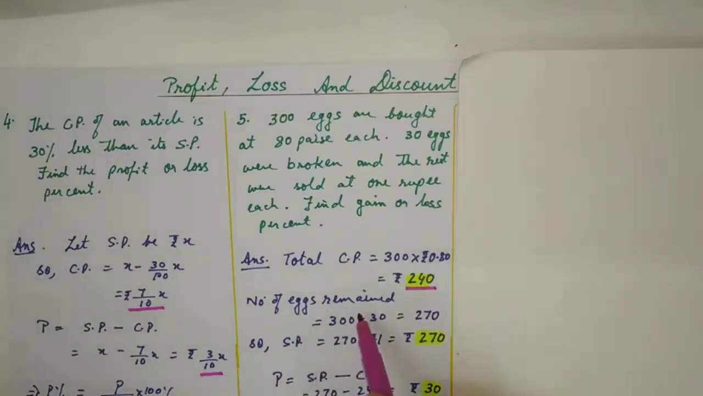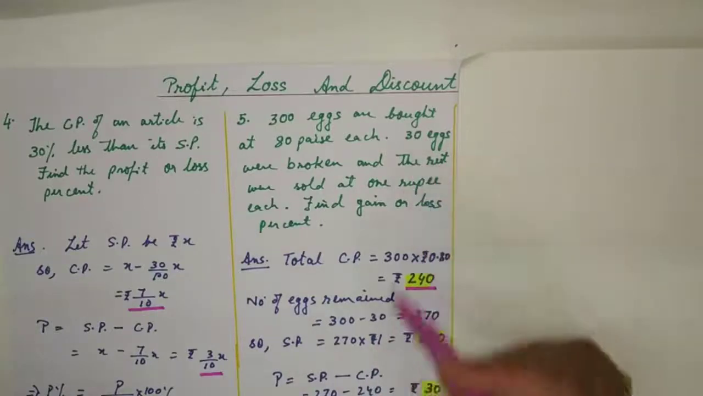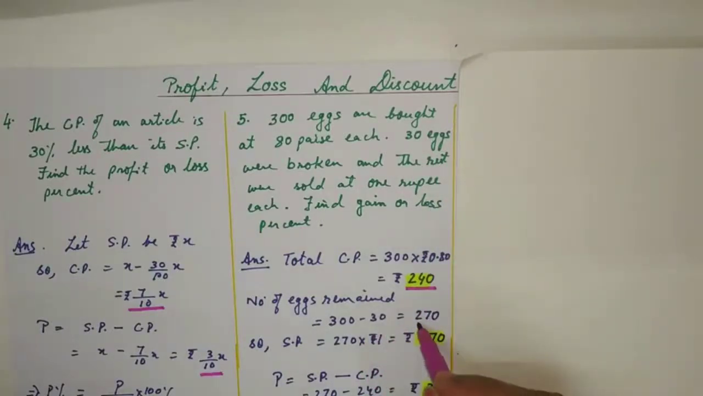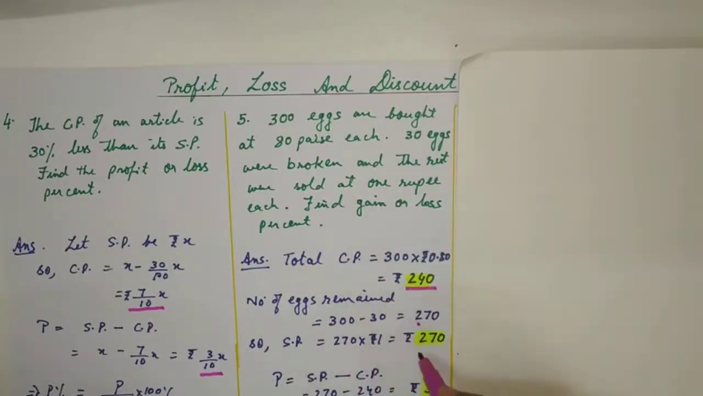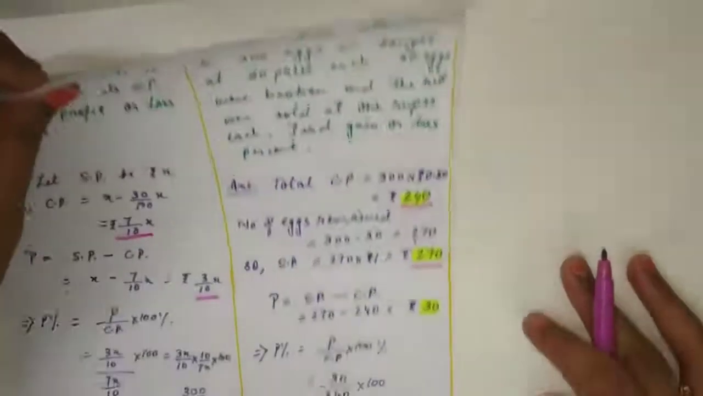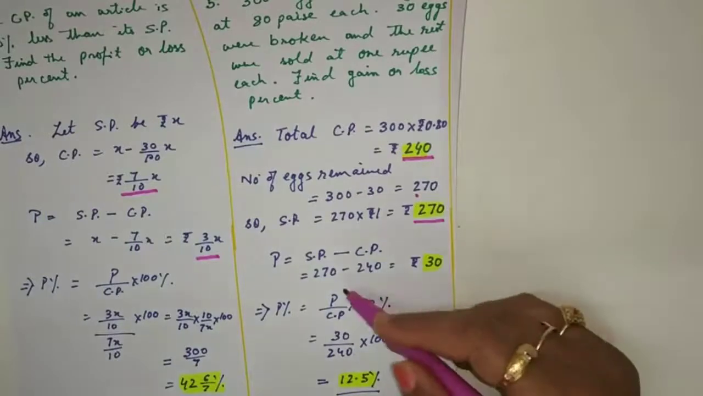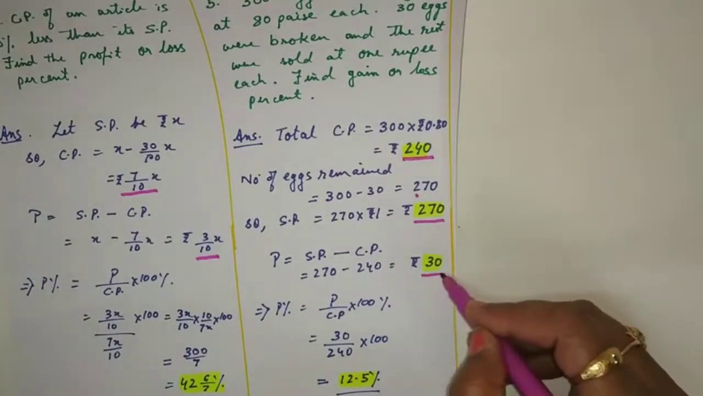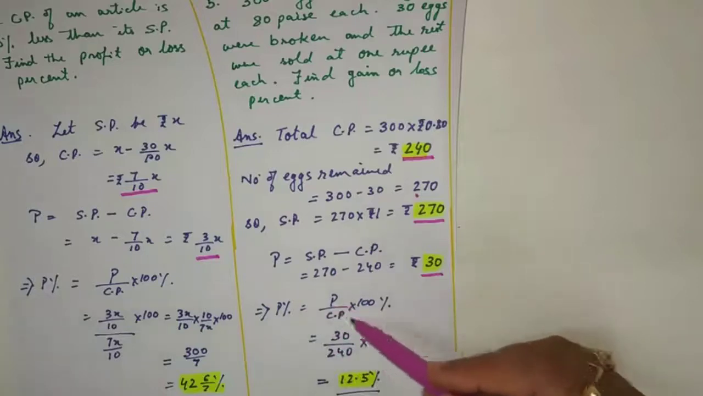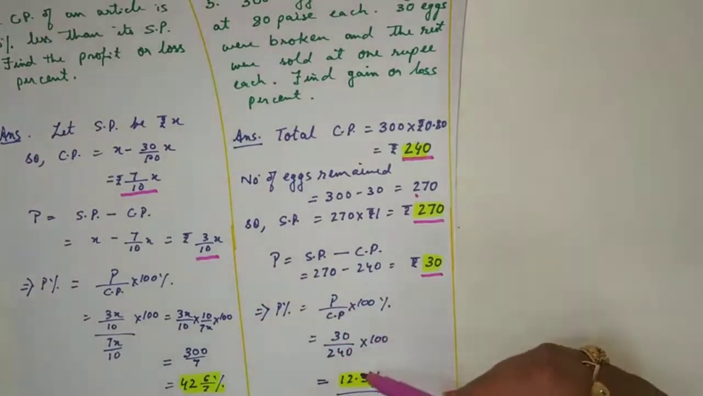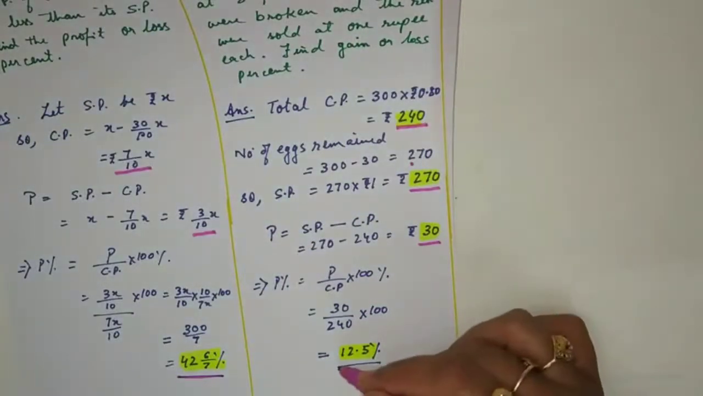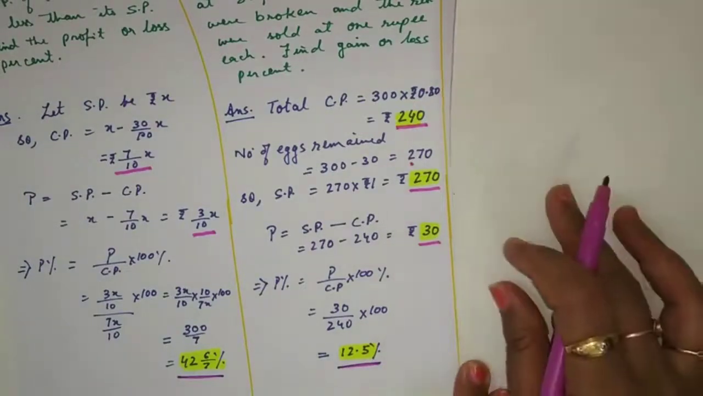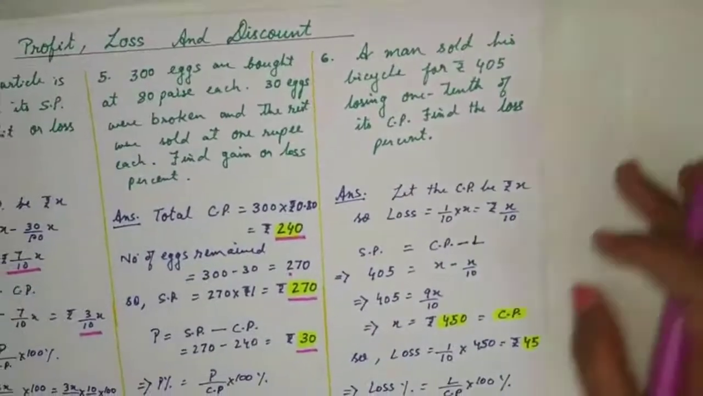Number of eggs that are remaining, because 30 were broken, that is 300 minus 30 is 270. Therefore we know the SP, which was sold at 1 rupee per piece. So 270 into 1 is rupees 270. Therefore, we get to know the profit, that is SP minus CP, 270 minus 240, is 30 rupees. And the profit percent is profit by CP into 100. And we substitute 30 by 240 into 100. And we get the answer in approximate decimal, exactly 12.5%.